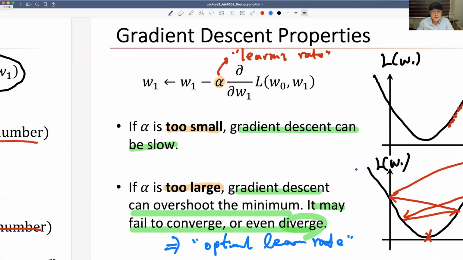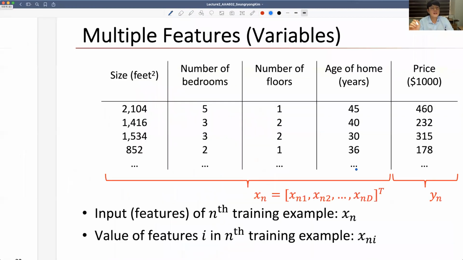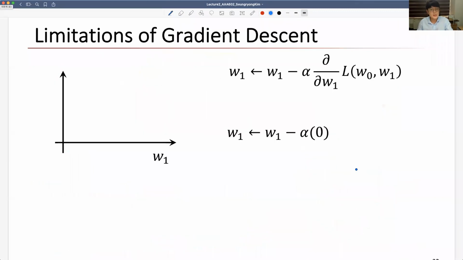So if you remember this slide, initialization is really important, and learning rate is another important issue in the gradient descent algorithm. Here we just skip these kinds of things, but in the deep learning lecture, we will talk about how to determine the optimal learning rate or the optimal initialization. Okay, so then what is the limitation of gradient descent? Actually, there are so many limitations, right? That's why there are so many variants nowadays.